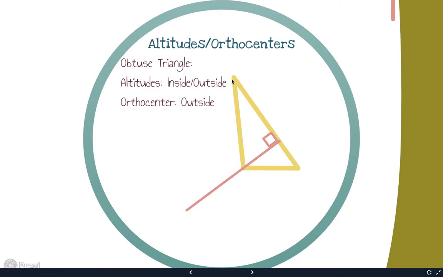Now this side, you're probably like, Miss Long, it seems like no matter where I draw this line, I cannot hit the other side at 90 degrees. Well, guess what, you guys? You're not going to be able to, because this is an obtuse triangle.